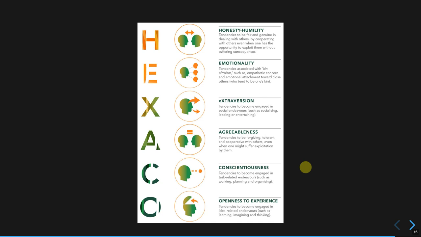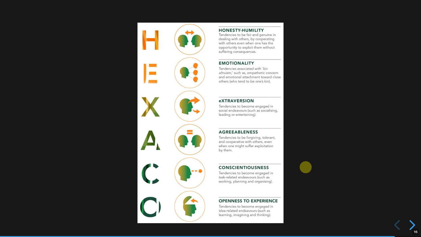So the first dimension is honesty-humility. This dimension concerns the tendency of whether someone could be fair or genuine when dealing with other people, or whether someone could be cooperative to other people when in a condition where you could exploit other people. Whether you would do that, will you take that opportunity to exploit other people, or whether you choose not to exploit them for your own sake.